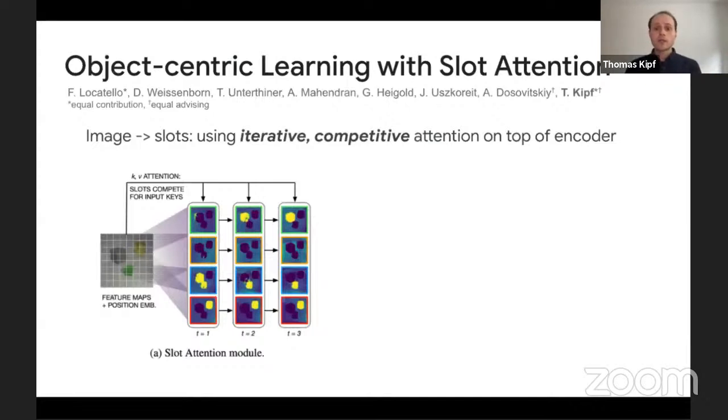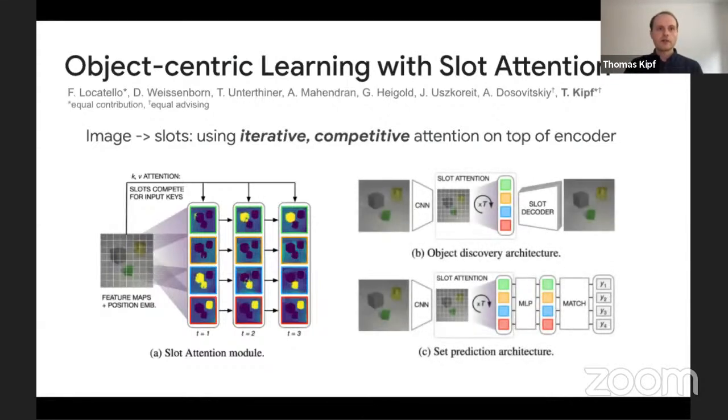So what we instead want is that each object is really encapsulated in one slot or in one node of our abstraction. And to get there, we have this slot attention module that performs this iterative competitive attention mechanism and effectively learns to route information or group information from the lower level features, like the visual features, into abstract slot representations that you can then use like nodes in a graph, and then you can use graph neural networks on top for reasoning problems.